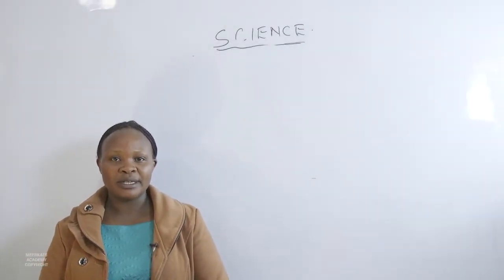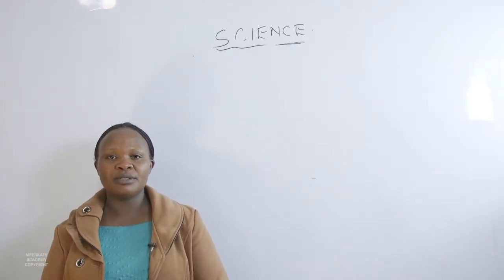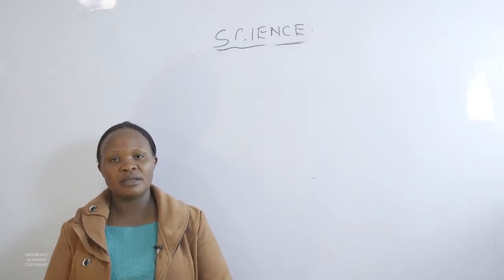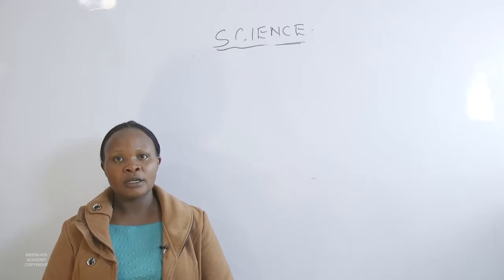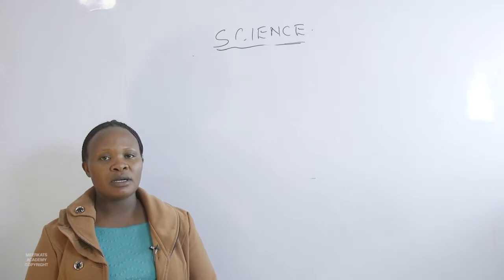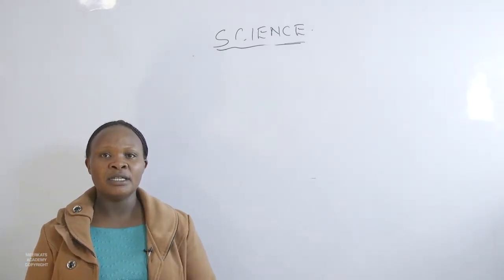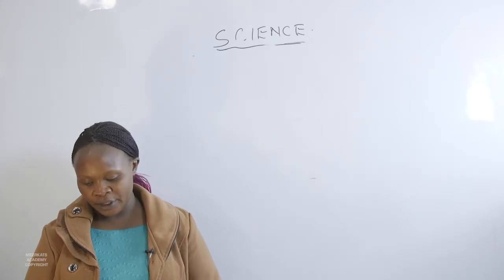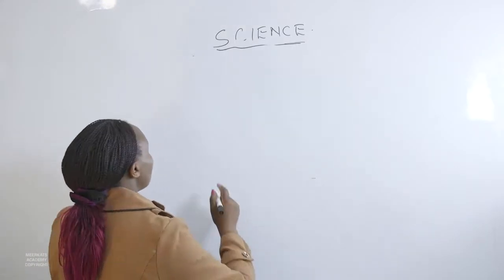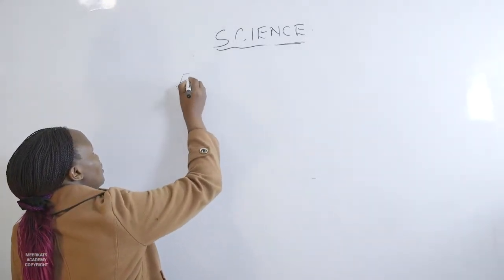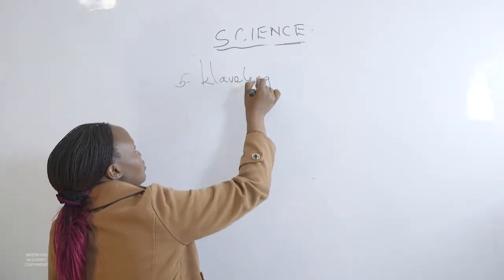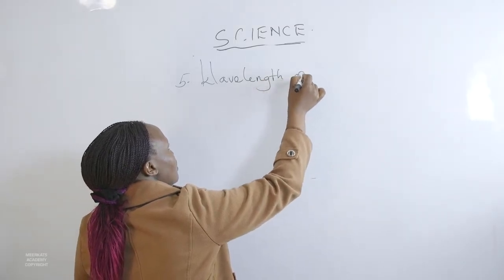We are still on waves and we have been looking at characteristics of waves and how we can describe our waves fully. We classified different waves and found that there are some characteristics that govern the behavior of a wave. The last aspect, number 5, was the wavelength of a wave.